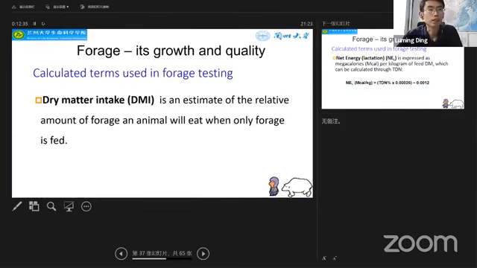Dry matter intake is a very popularly used definition. It is an estimate of the relative amount of forage an animal will eat when only forage is fed. So it is very difficult to measure for grazing livestock.